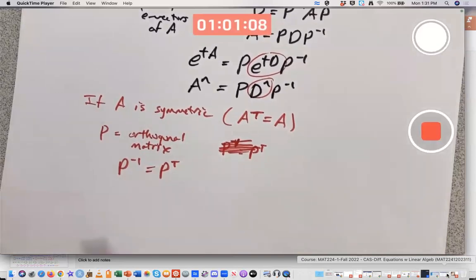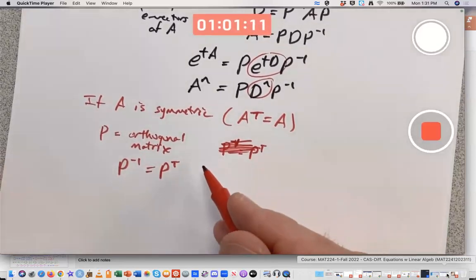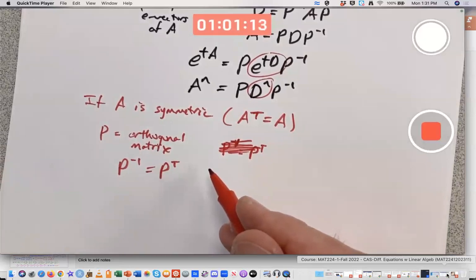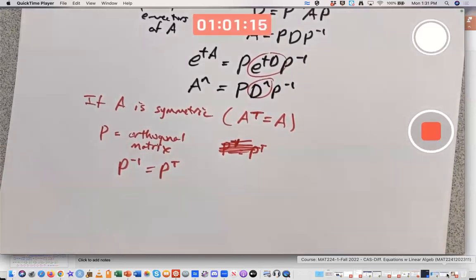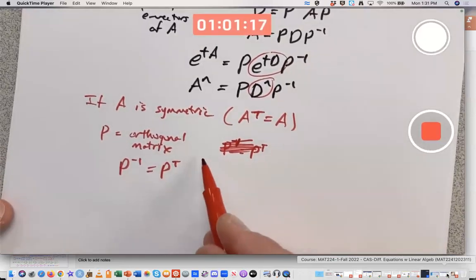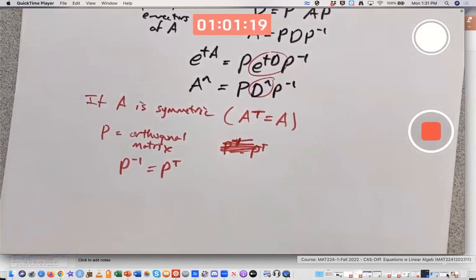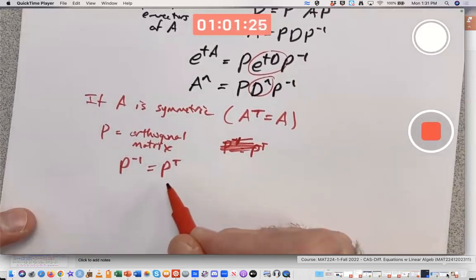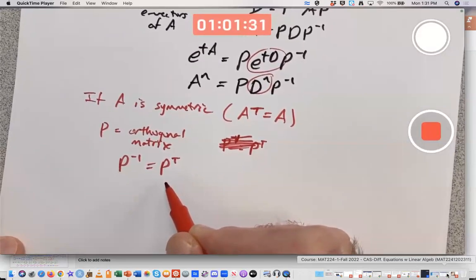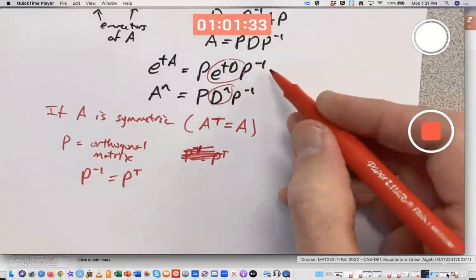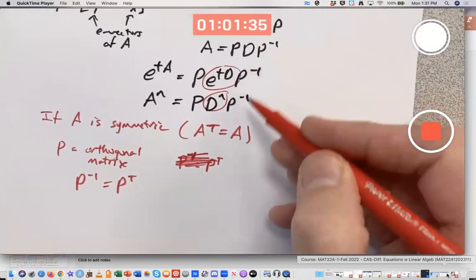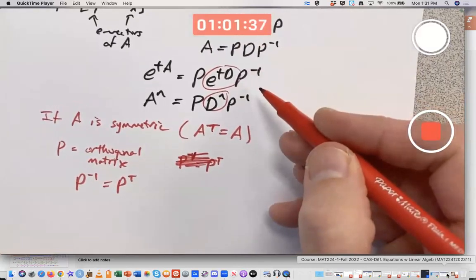So to create the P, you have to find your eigenvectors. They're going to be orthogonal, but you have to normalize them to have unit length to make the P. So that does often involve square roots. So it's not the most pleasant thing, but at least the inverse is theoretically easy to find. And these relationships still hold with P transpose in place of P inverse. That's good.